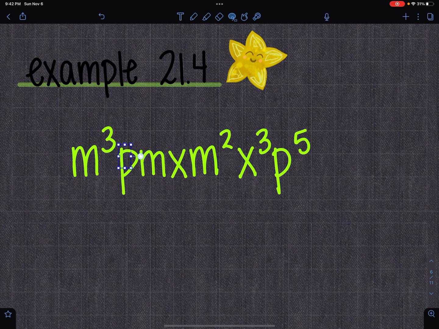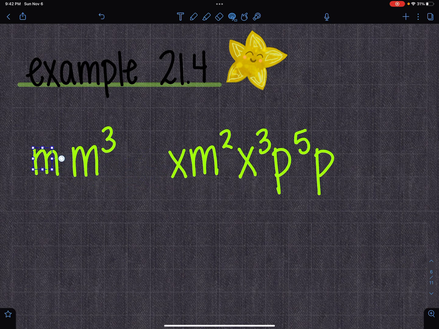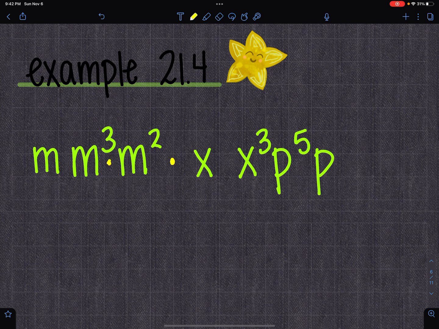Let's take this P and move it closer to that P at the end. Let's also move this M over here. And then this M squared and move it here. And I'll just move these x's closer to each other. And then I'm just going to remember that this is all one term multiplied. Nothing's added. This is just all multiplied together.